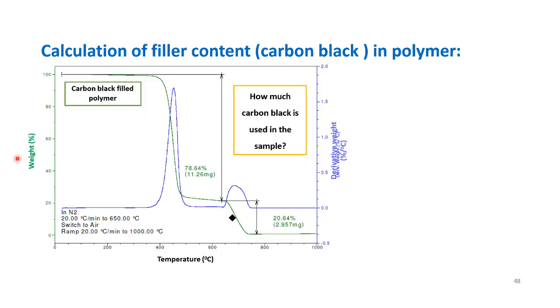Then the calculation of filler content. We can also calculate how much filler, or carbon black, was present in the polymer. As we know, after a certain point we change the atmosphere to oxygen, and from here around 20% is what we get, which is around 2.957 mg. So that calculation we can perform. Initially the 11.26 mg was our polymer, and 2.9 mg was our filler, the carbon black.